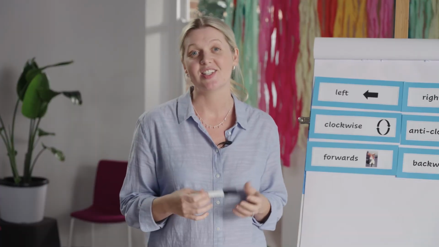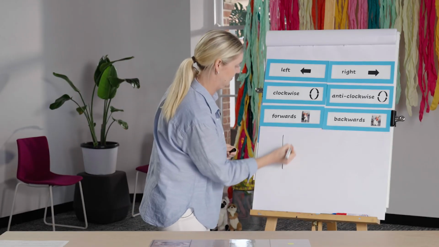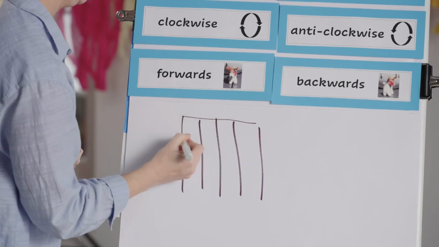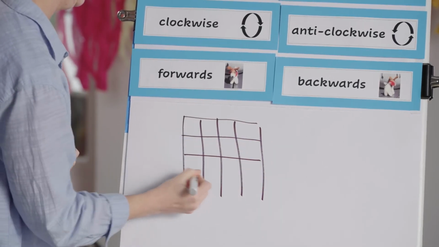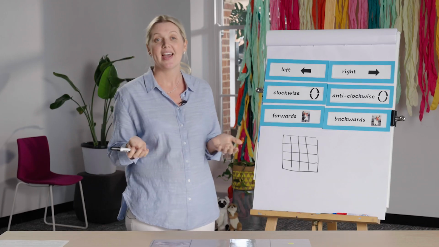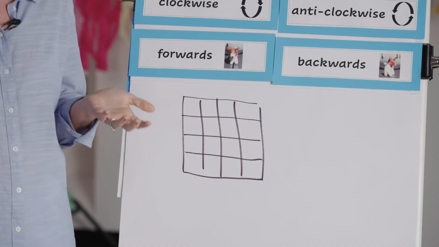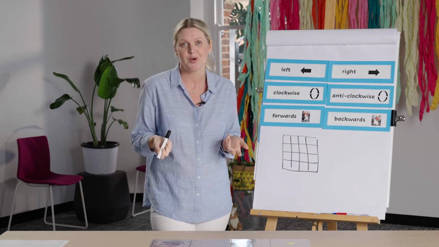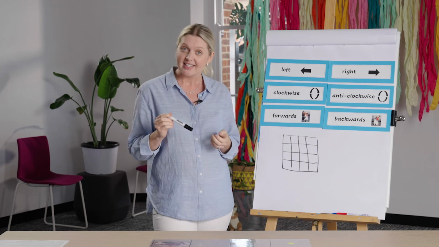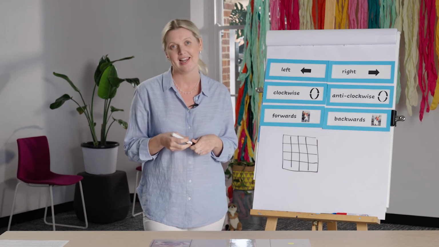Your home task is to rule up your own grid, like this. Have a go at giving directions to move something from one position to another. You could use a counter or a toy or something you have at home. You might like to write down your instructions or tell them to someone in your house when they are available.